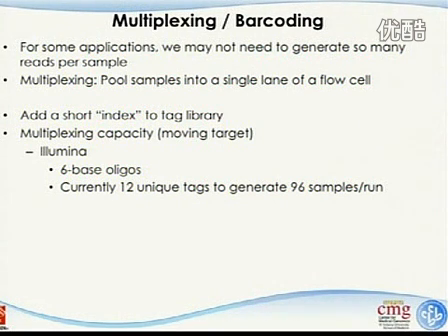For Illumina technology, the multiplexing capacity is something you really need to consider when you design an experiment. And of course, it's a moving target because they are both evolving. Illumina uses 6 base oligos for the index multiplexing. Currently, there are 12 unique tags to generate 96 samples. So their multiplexing capacity is 12. They can barcode 12 samples into one experimental unit.